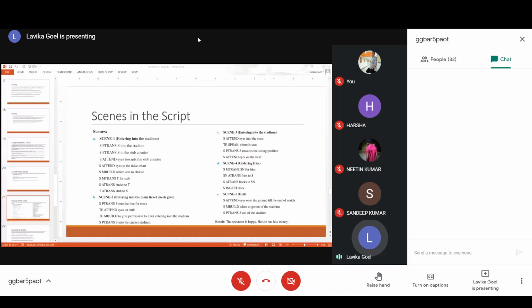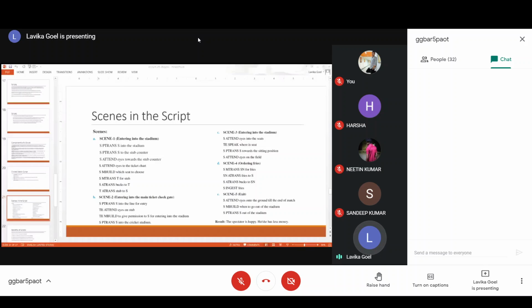Then scene number 3 is entering into the stadium. So S first of all attend eyes into the seats. He's looking towards the seat. The ticket checker is speaking, he's telling here is the seat. Then S is going towards that sitting position. So SP trans S towards the sitting position, and then he is seated. So he's seated properly. So he is attending his eyes on the field. So he is now looking at the match, right? So S attend eyes on the field. So this is basically your scene number 3.